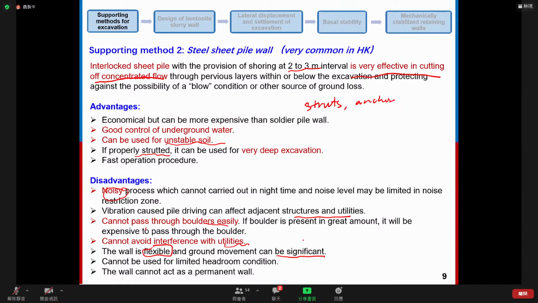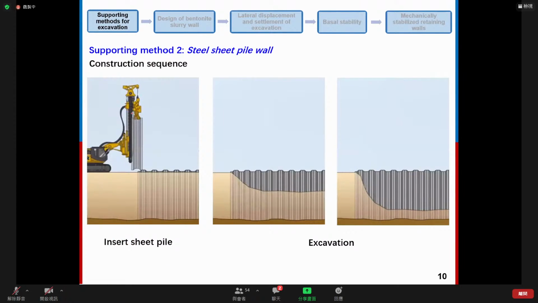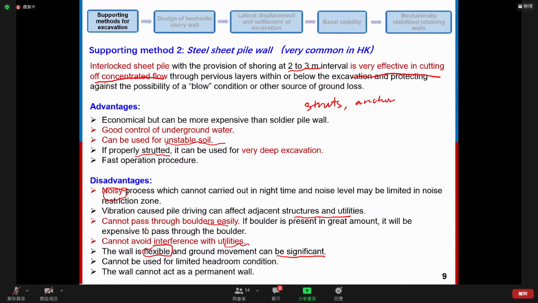Okay, and this method requires a certain headroom. So you can see here, this is the equipment to install the sheet pile wall. So we need to have a certain area for the equipment to operate. And also similar to soldier pile wall, usually the sheet pile wall cannot act as permanent wall.